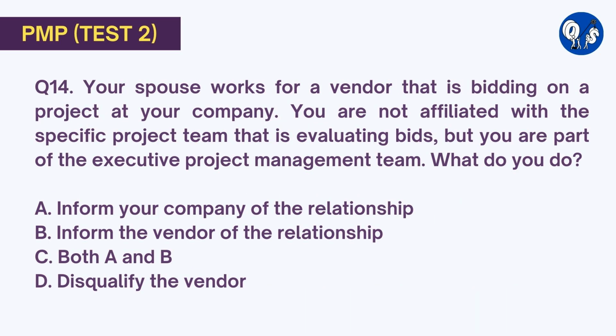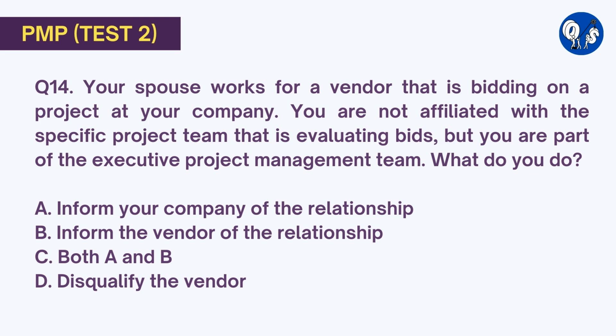Question number 14. Your spouse works for a vendor that is bidding on a project at your company. You are not affiliated with the specific project team that is evaluating bids, but you are part of the executive project team. What do you do? A. Inform your company of the relationship. B. Inform the vendor of the relationship. C. Both A and B are correct. D. Disqualify the vendor. Here, option C is the correct answer.